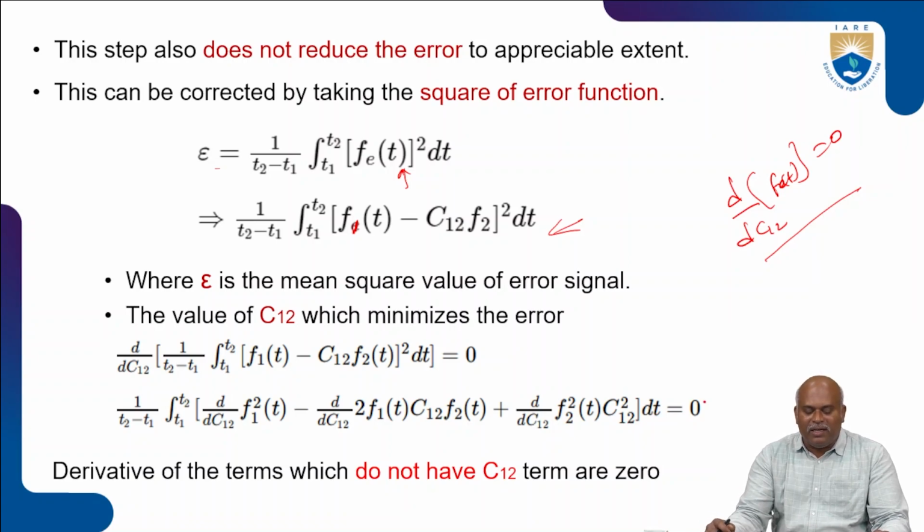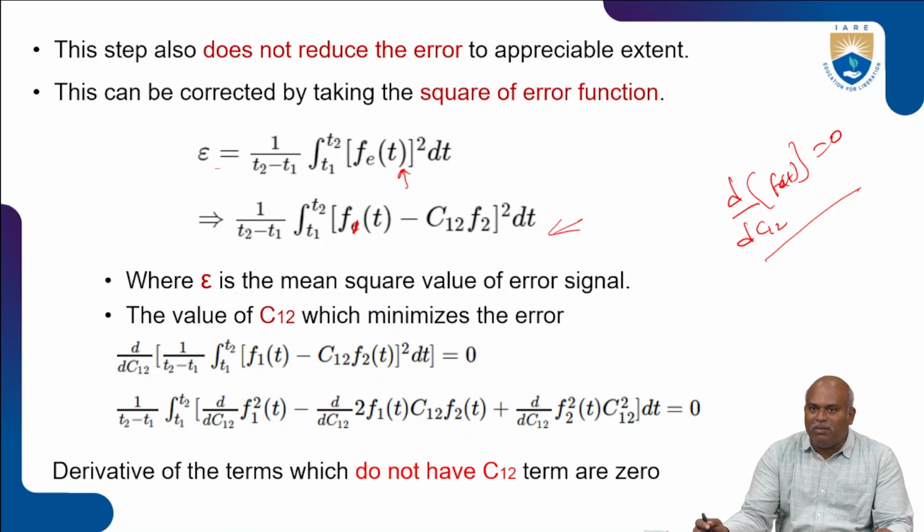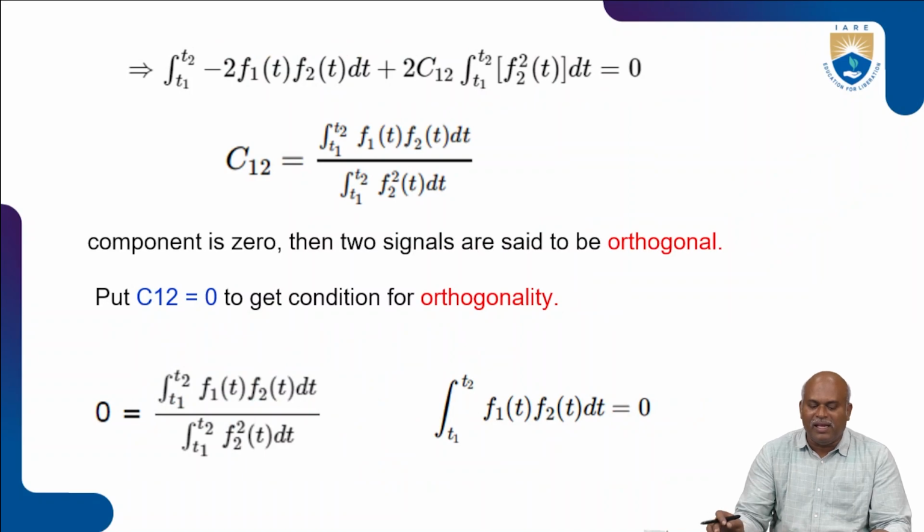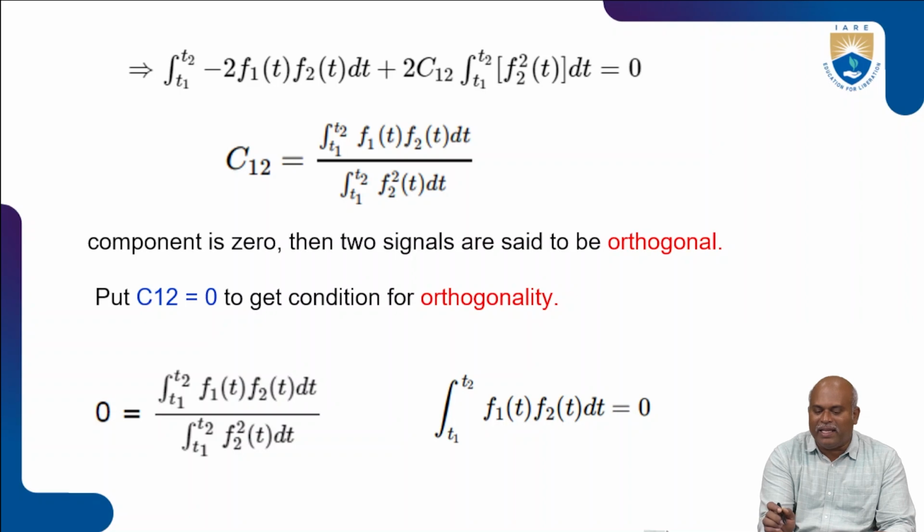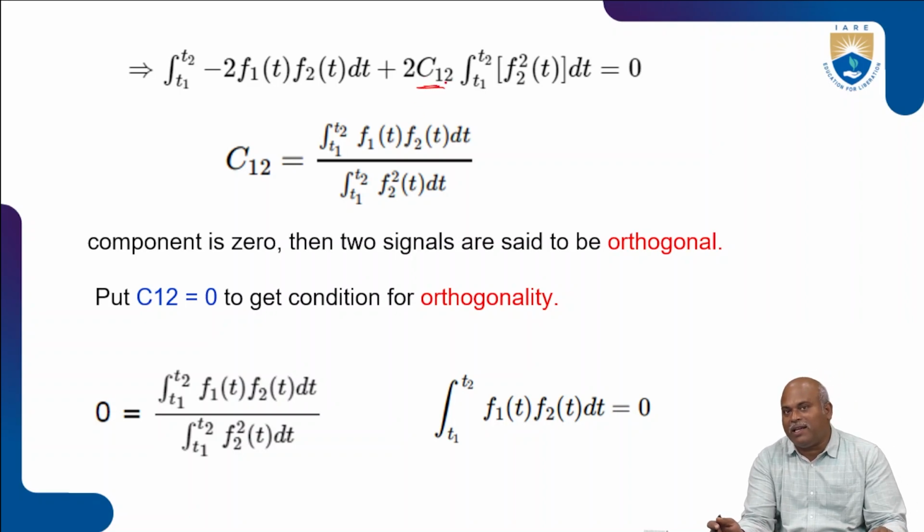Now, the derivative of terms which do not have the C12 term is 0. Then I write our equation as the integration from T1 to T2 of minus 2 times F1 of t F2 of t dt, plus 2 times C12 times the integration from T1 to T2 of F2 square t dt, is equal to 0. Then finally I write it here. What is that? We may find the minimized value of the error coefficient.